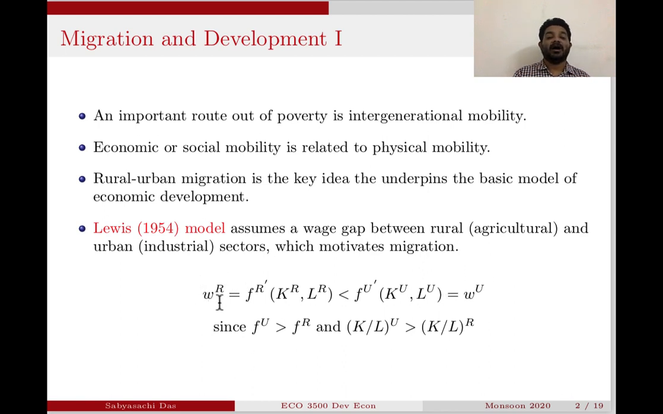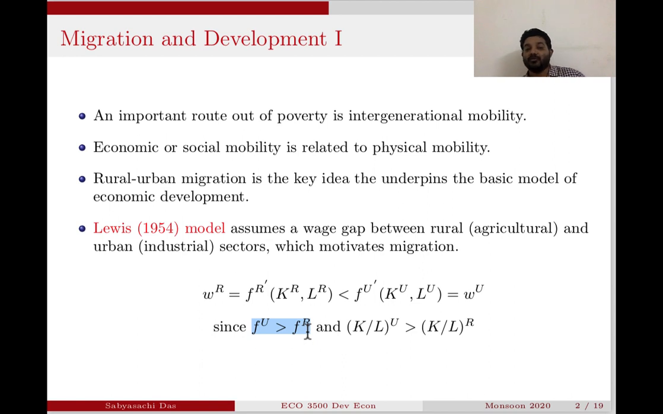WU is systematically higher than WR. Why is that? This is because of two reasons. One is that the production technology in the urban area, FU, is much more productive than FR. Basically, the manufacturing sector has a much higher marginal product of labor, conditional on the same level of capital and labor employed across the two sectors, than the agricultural sector. The idea being that the manufacturing sector uses modern technology, which inherently enhances the productivity of labor.